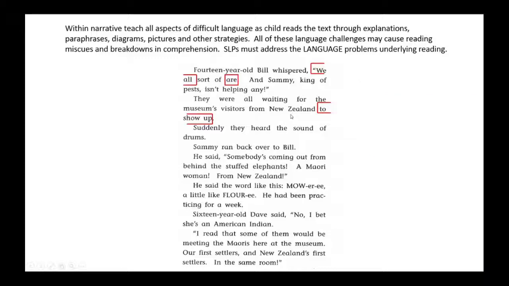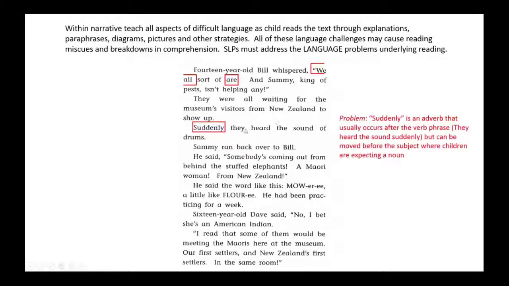Okay, another example. Got the word "suddenly" here. Well, in a basic sentence, remember it starts with a noun phrase like "they," then you have your verb phrase, "heard," and then we have our object, "the sound of drums," and then we would have an adverb like "suddenly." They heard the sound of drums suddenly. But the author can move that adverb from the end of the sentence to the beginning of the sentence for emphasis. So if you wanted to talk about how startling it is, because it happened so suddenly, then you would put the "suddenly" at the beginning of the sentence.